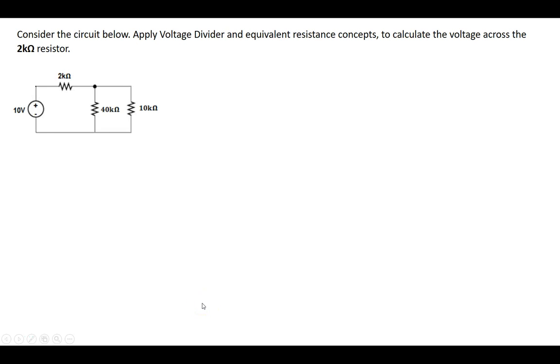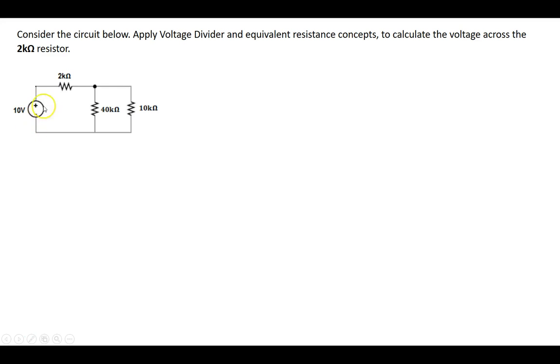Okay, so let's take a look at this resistive circuit with three resistors and a voltage source. It says, applying voltage divider and equivalent resistance concepts, calculate the voltage across this top 2 kilo ohm resistor. So that's our goal, to find the voltage across this resistor.